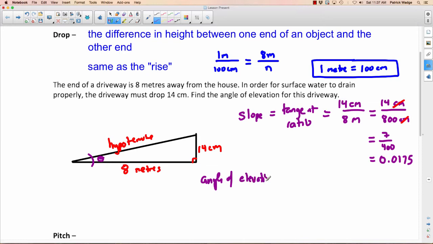Now, how did we do that? What we did is we did inverse tan, right? Tan negative 1 is how you say inverse tan. So you're going to do inverse tan of the slope, or inverse tan of the tan ratio, or in this case, inverse tan of 0.0175, and it's time to go to that great calculator I used last time.